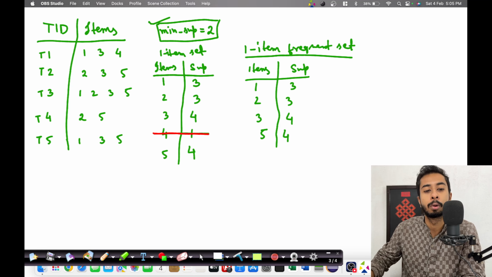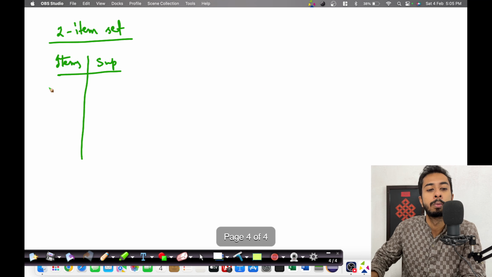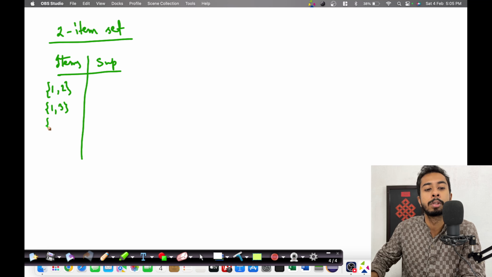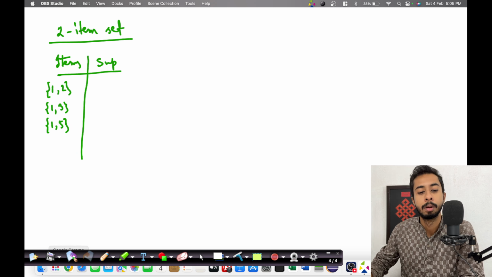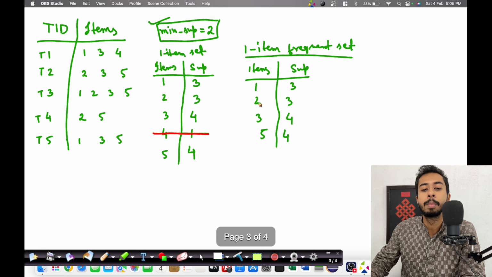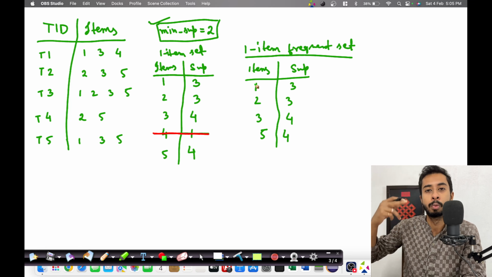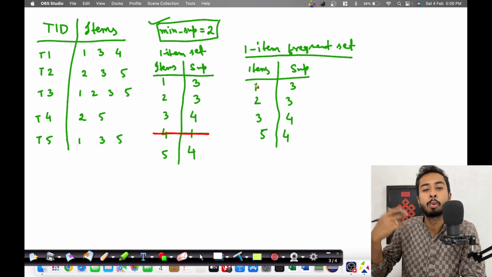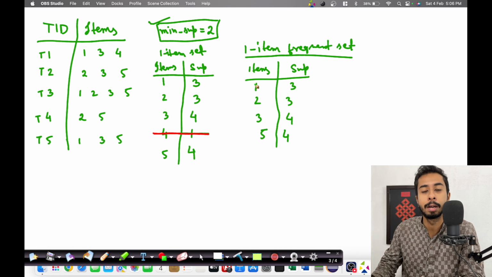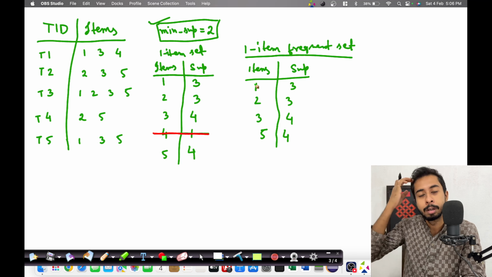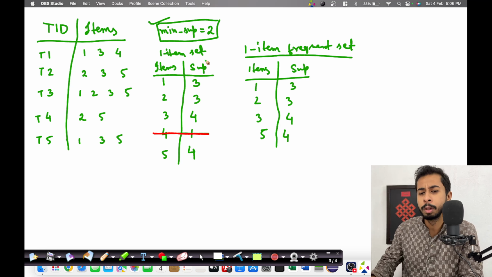So let's write all those. One can be combined with 2, one can be combined with 3, 4 is not present, so one can be combined with 5. Next, 2 can be combined with 1, that is true, but it is a set, right? So we have already considered 1 2, so there is no need to consider 2 1 again, right? This is a set, and a set doesn't consider the order, so we'll not use that.